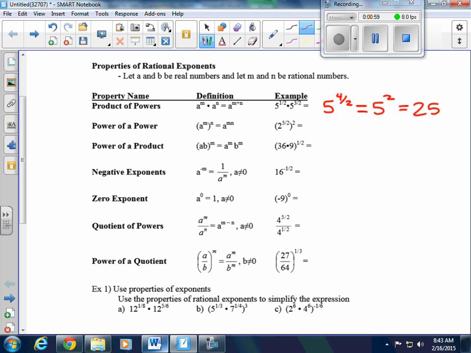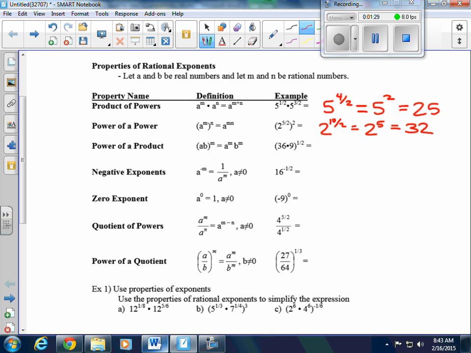The power of a power says if we have a power raised to another power, we are going to multiply the exponents. So we have 2 to the 5/2 squared, so that's going to be 2 to the 10/2, which is 2 to the 5th, which is 32.